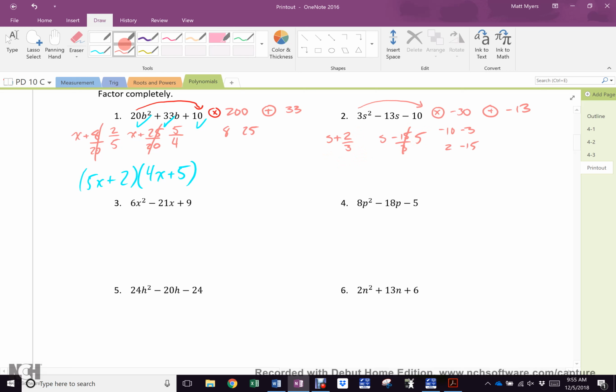Now, what do I do with any leftover denominators? Move them. What's the first factor going to be? 3s plus 2. What's the second factor going to be? S minus 5. Then I check. Is 3s times s 3s squared? Yep. Is 2 times negative 5 negative 10? Yep. Is negative 15 plus 2 negative 13? Yep. So did we do it right? Awesome, possums.